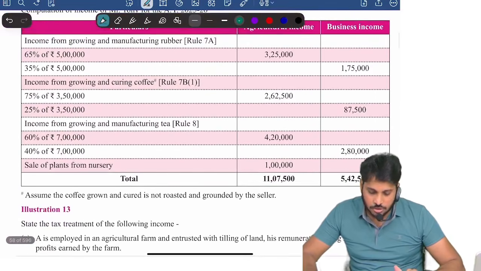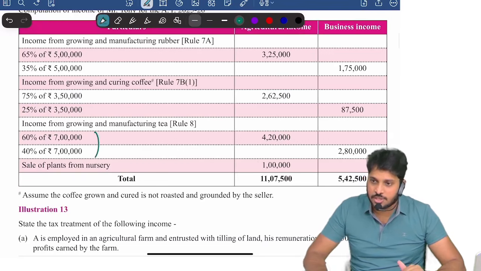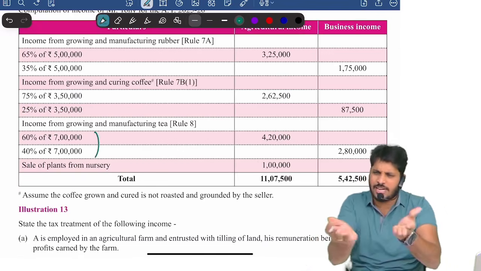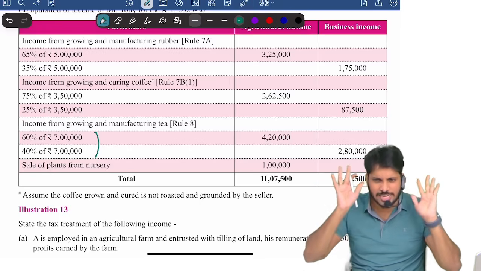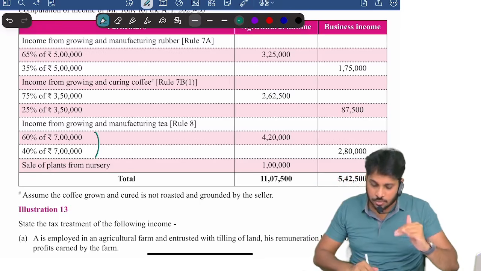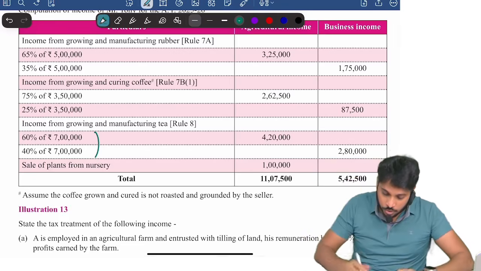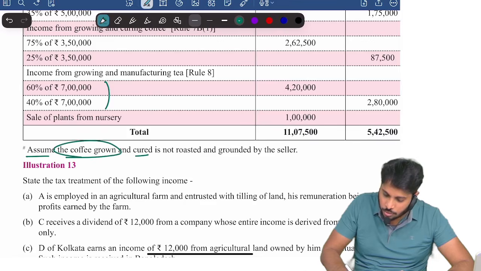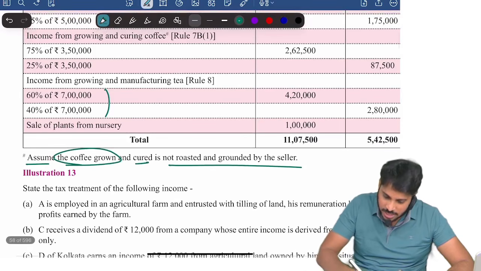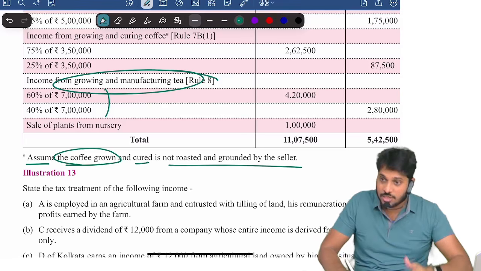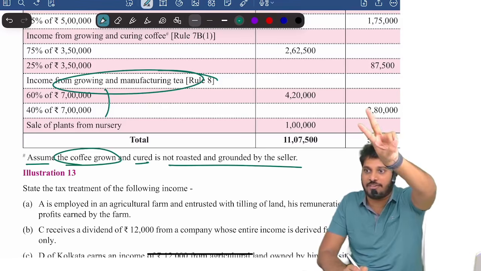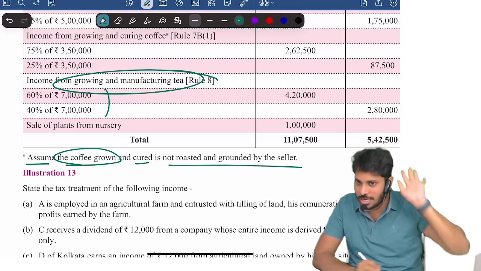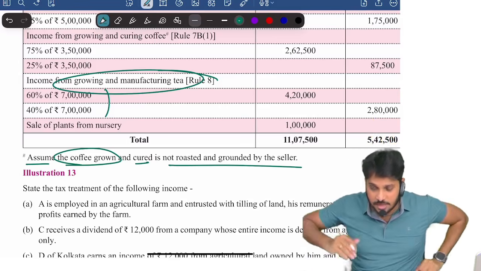How much is the answer given? They said tea also they considered. Okay, they took an assumption that growing is also involved. To that extent, answer will vary. Even though they are not using the word grown, they gave an assumption. Here they took one assumption that assume coffee is grown, cured but not roasted. For tea also you can take an assumption. You write another assumption that tea also is assumed to be grown and manufactured. Both you take an assumption. Able to understand? That's it. If that is the case, this answer is right.